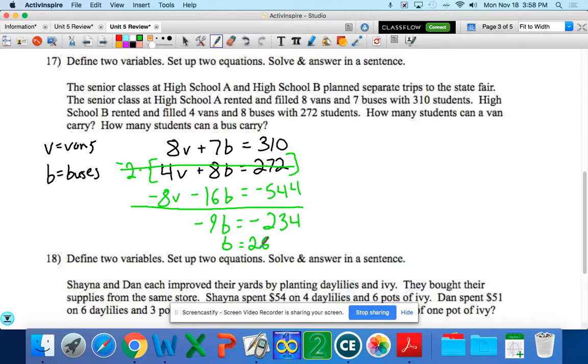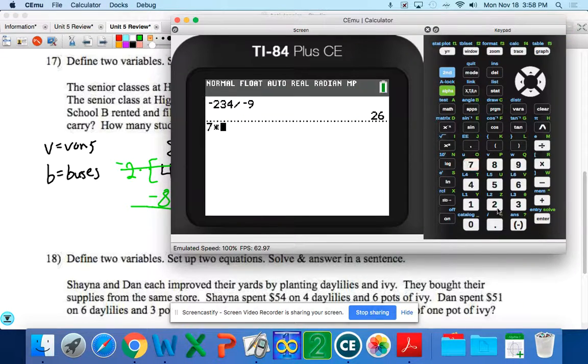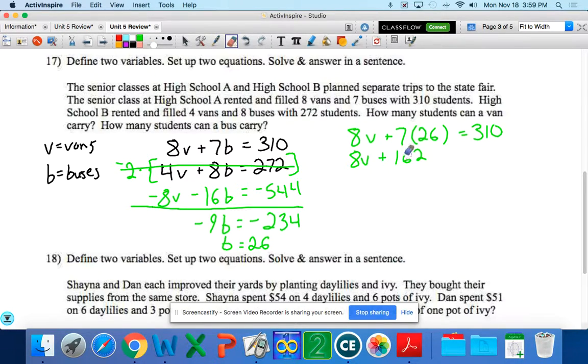All right. We use that information and plug into one of our original equations so that we can find how many a van holds. I'm going to use the top equation just because I haven't drawn a line through it. It's really the harder equation probably. 7 times 26 equals 182. Yeah, I knew that one was about to be off. So 8v plus 182 equals 310. We subtract 182 from both sides.